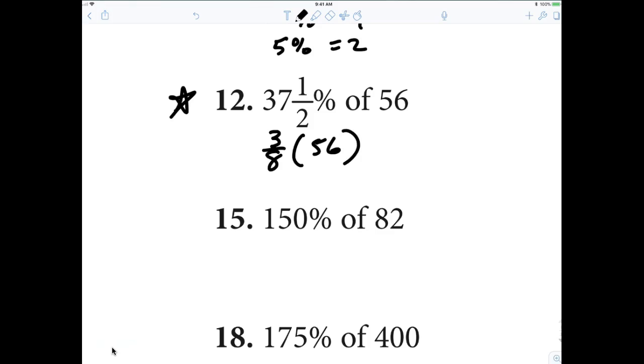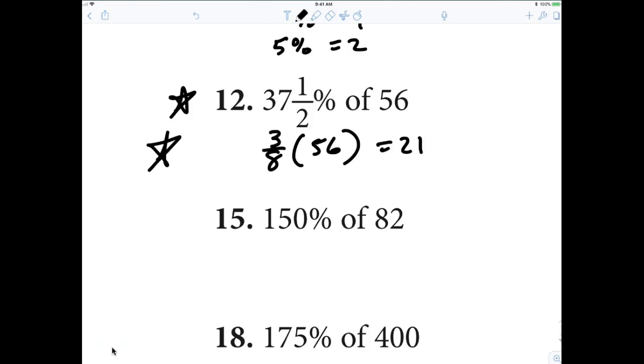So now, here's where you got to practice. 3/8. You would divide by 8 first. What's 56 divided by 8? 7. And then I would multiply by what? Multiply by 3. So my answer is what? 21. All right? So again, make yourself a little star for number 12.